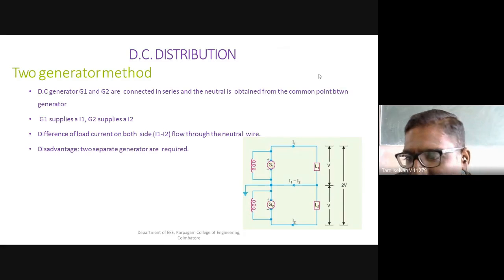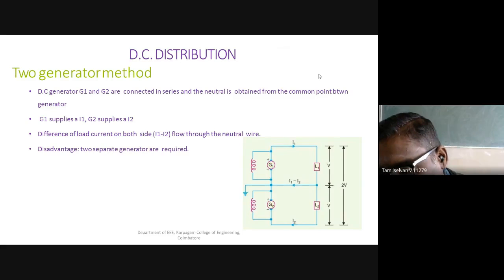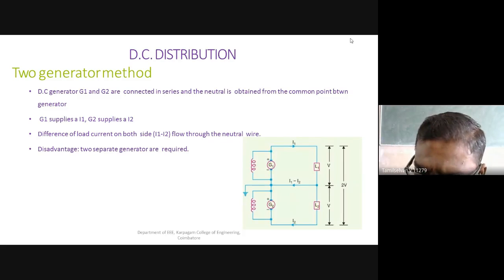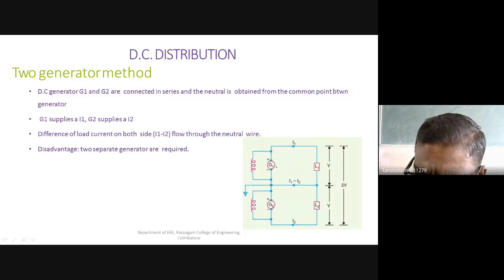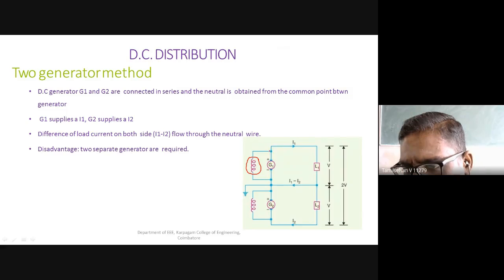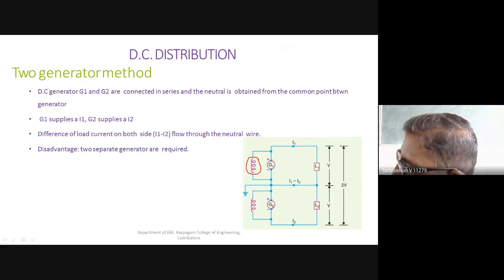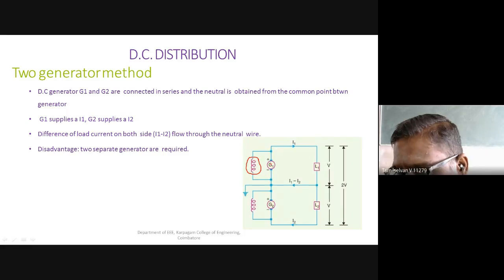For the two-wire system we use two DC generators to generate our power. This is generator one and generator two, and the field is excited. When mechanical power is given to the armature, the armature rotates and cuts the magnetic lines of force, and EMF is induced.